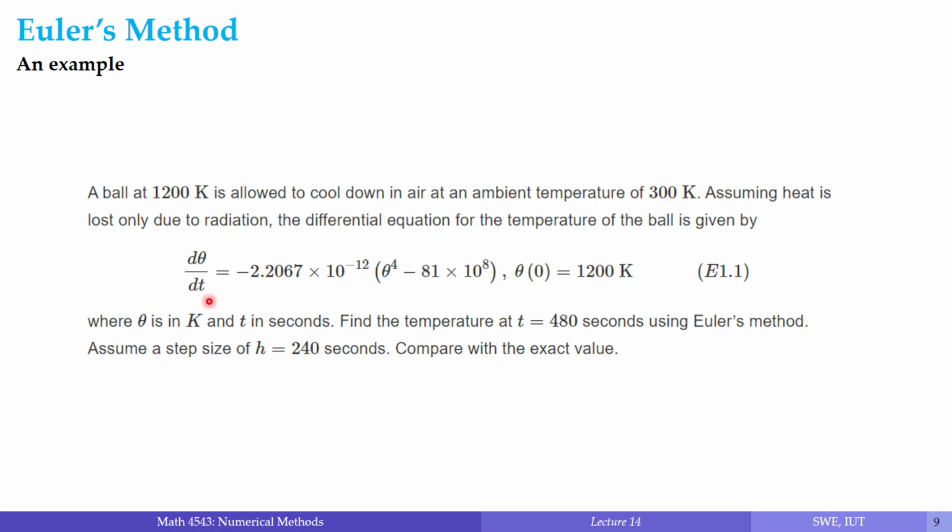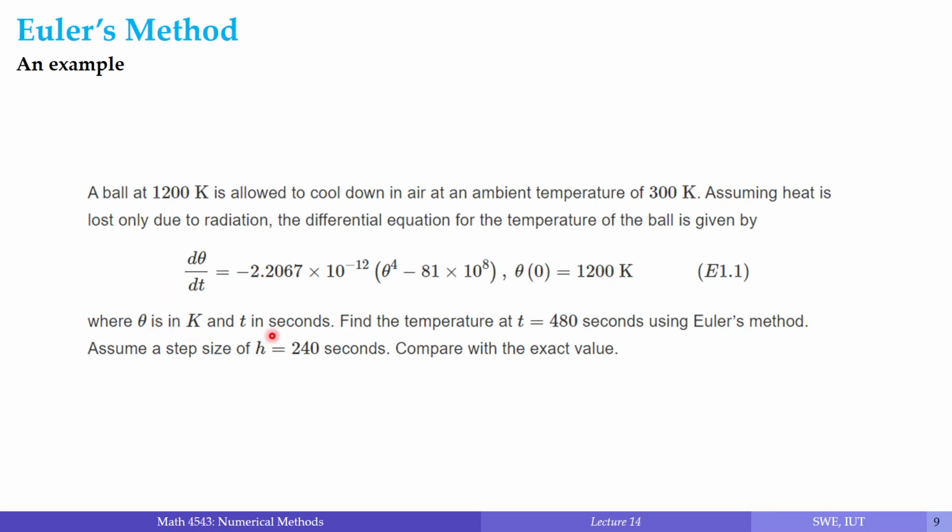The first order differential equation, or the ordinary differential equation, that dictates the change of the temperature with respect to time looks something like this: dθ/dt equals minus 2.2067 times 10 to the power minus 12 times (θ to the power 4 minus 81 times 10 to the power 8). We are also given the initial value of the temperature, θ(0) equals 1200 Kelvin, which means at time t equals 0 seconds the temperature θ is 1200 Kelvin, because the ball was initially very heated.